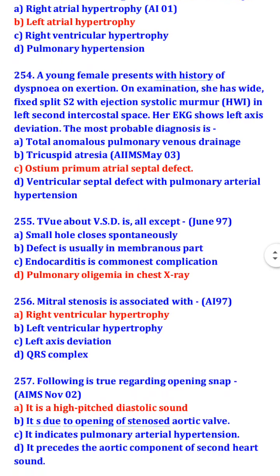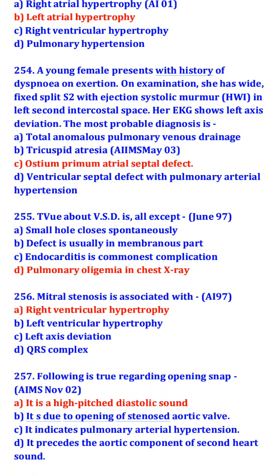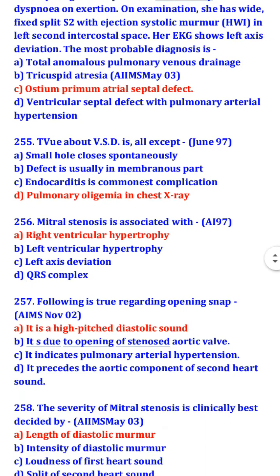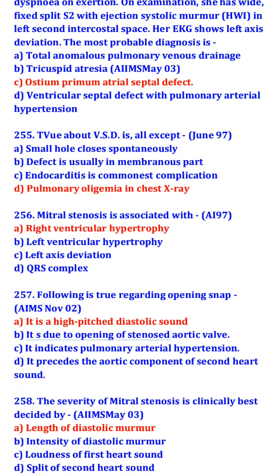True about VSD, ventricular septal defect, is all except pulmonary oligemia on chest X-ray. So what is true? A small hole closes spontaneously. The defect is usually in the membranous part, and endocarditis is the commonest complication. Mitral stenosis is associated with right ventricular hypertrophy.